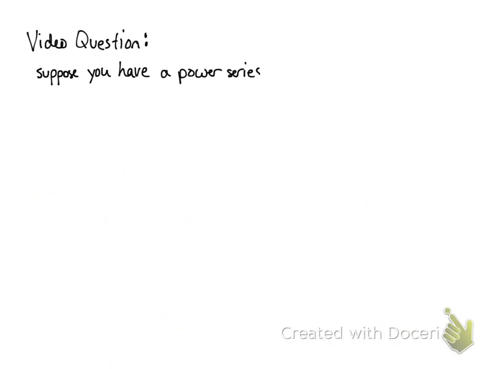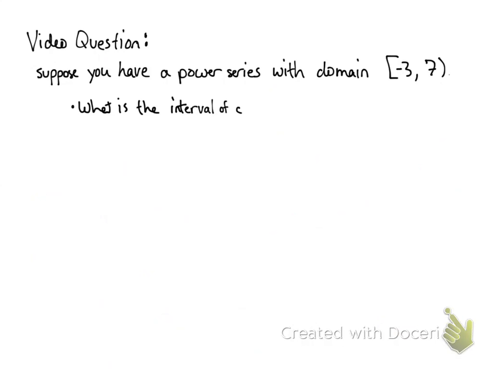Video question to bring to class. Suppose that there's a power series and we've figured out its domain, and its domain is the interval from negative 3 to 7, including negative 3 but not including 7. What is its interval of convergence and what is its radius of convergence? Bring that to class. I will see you there and we'll look at lots more examples.